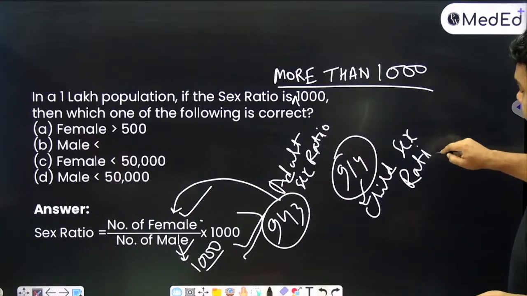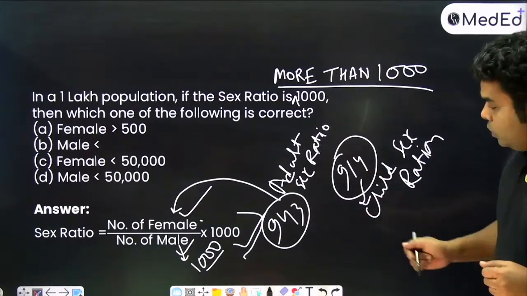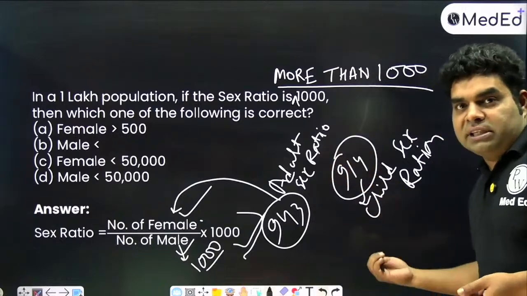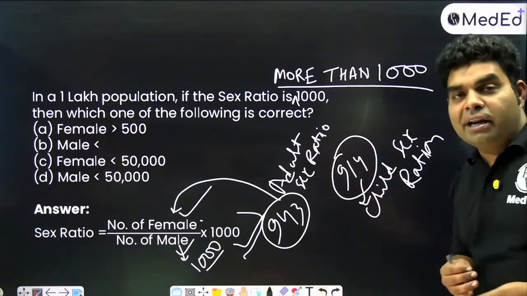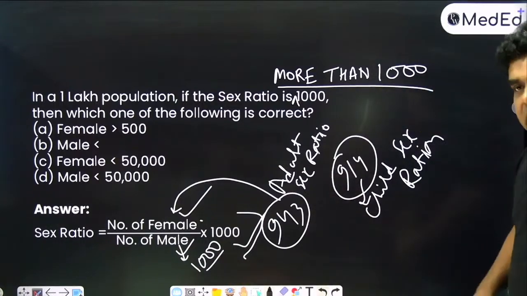It is the 2011 data, last available data. So adult sex ratio is more, child sex ratio is less. It means gradually we are killing more female. Female feticide is a new thing which occurred in last 30 years of Indian history. Okay, that is showing here.